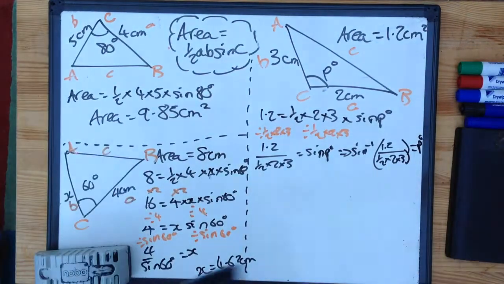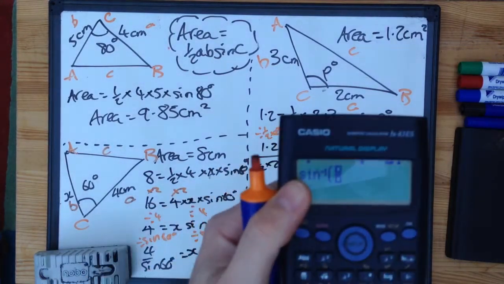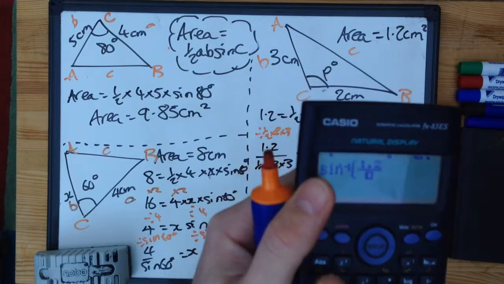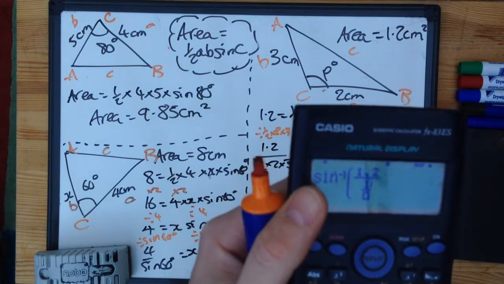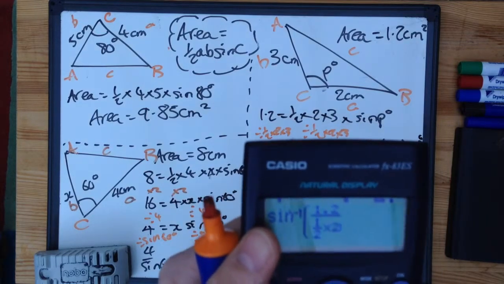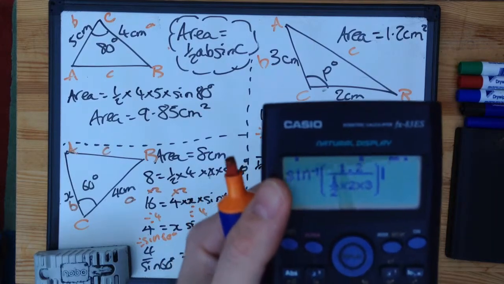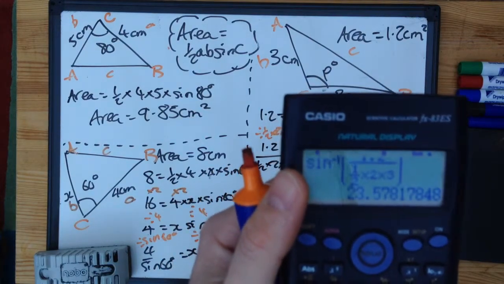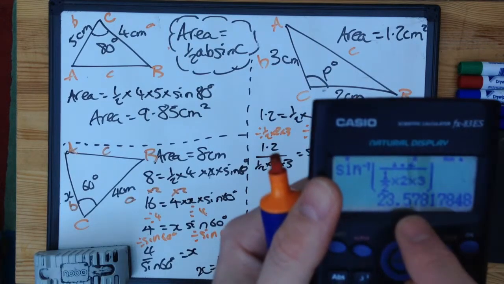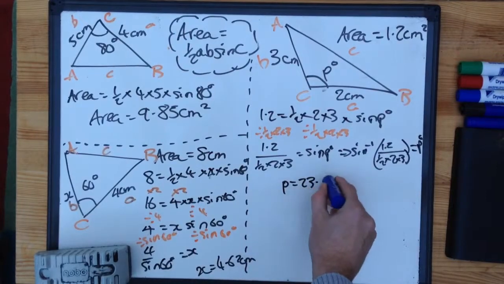So swapping all that in. So shift sin fraction, 1.2 on the top of the fraction. Half there times 2 times 3. It's a bit ugly, but not to worry. Close that bracket there. Press our equals, and we get an answer of 23.5. Again, the 5 there is a third sig fig. The 7 rounds it up. So P is 23.6 degrees.